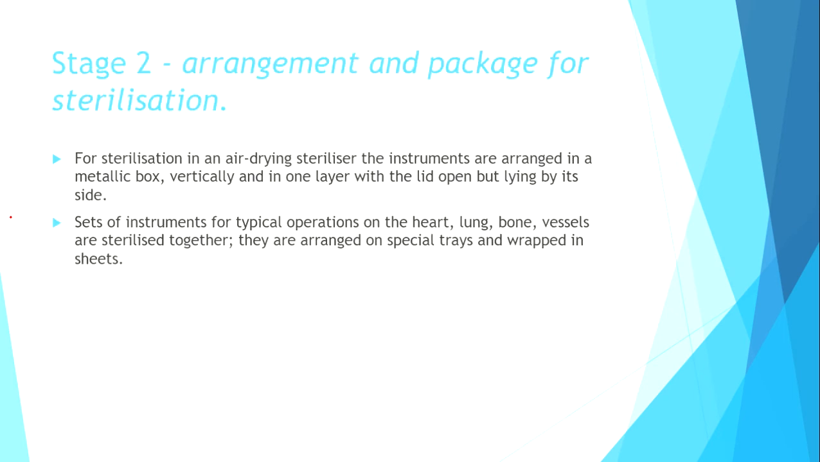Stage 2. Arrangement and packaging for sterilization. For sterilization in an air drying sterilizer, the instruments are arranged in a metallic box, vertically and in one layer, with the lid open but lined by its side. Sets of instruments for typical operations on the heart, lung, bone vessels are sterilized together. They are arranged on special trays and wrapped in sheets.